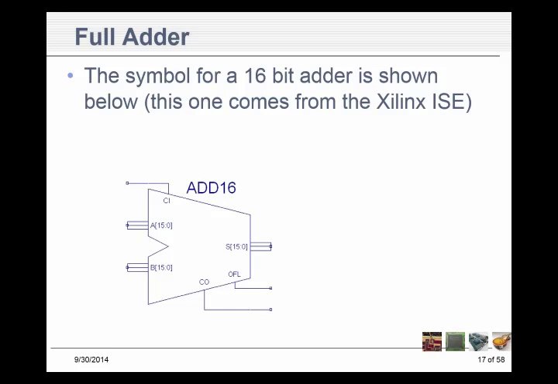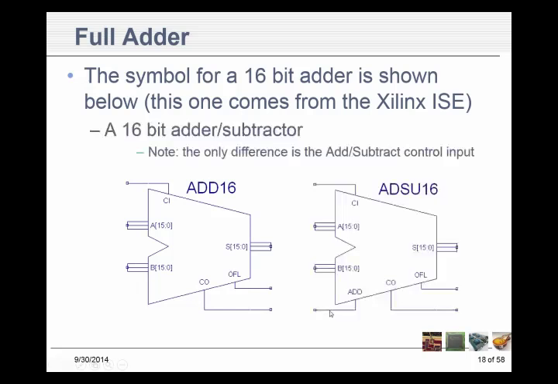Now here's the Xilinx symbol for a 16-bit adder. Notice it's got a 16-bit input on A, a 16-bit input on B. That's the symbol that Xilinx uses for a bus. It's got a 16-bit sum, a carry in, a carry out, and then this says overflow, but what that's supposed to be is the V bit if we're working with a microcontroller, if there was a 2's complement overflow. This one is a little different in that we've got an add and subtract controller here. In one state, it's adding. In a different state, it's subtracting.